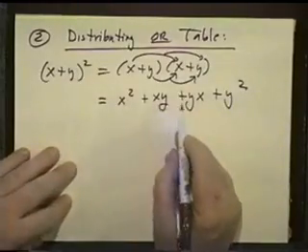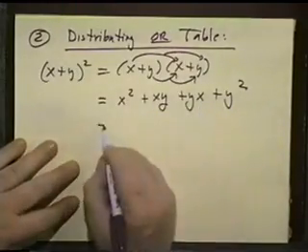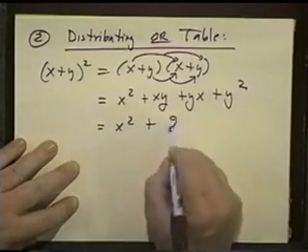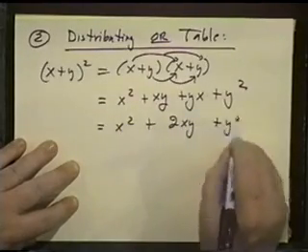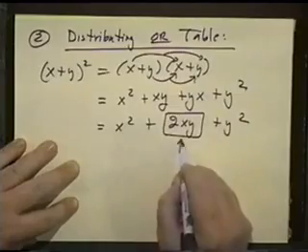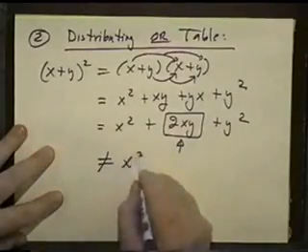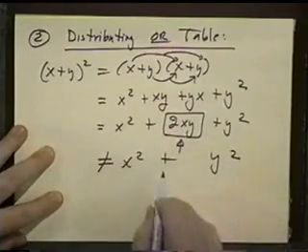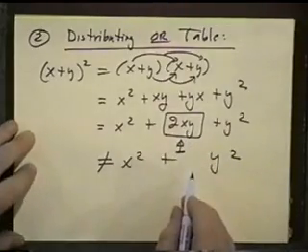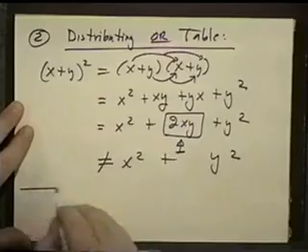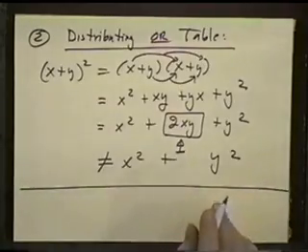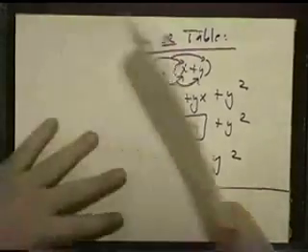And since x times y is y times x in the real numbers, we can write this as x squared plus 2xy plus y squared. In other words, there's stuff in the middle. This is definitely not equal to x squared plus y squared, because there's something there in the middle that you forgot. Okay, let me show you then one final method, which is a picture.